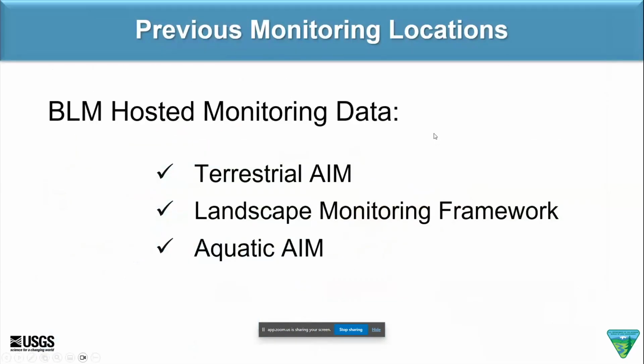All right, the next part of the tool is going to show us on the ground data itself. So a lot of that was derived data. And so we're going to see BLM hosted monitoring data, and this includes terrestrial AIM, landscape monitoring framework, which is essentially NRI, if you're familiar with that data set, as well as aquatic AIM. And soon we're also going to be adding in wetlands AIM as well.